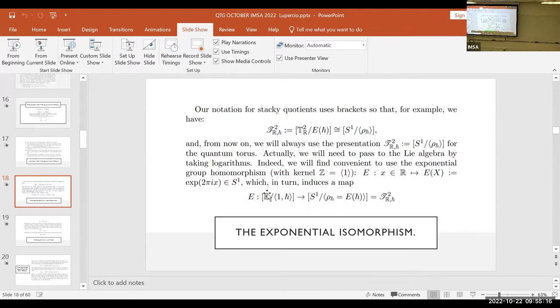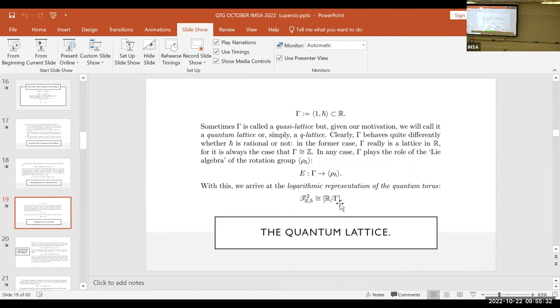But if I take the Lie algebra or the universal cover of S1, then I can see this as just a linear space modulo a lattice, but it's not quite a lattice. It's something that people call a quasi-lattice, and that I call a quantum lattice. It comes typically from crystallography. Think of it as a generalization of the notion of lattice, and think that h-bar is irrational for me.